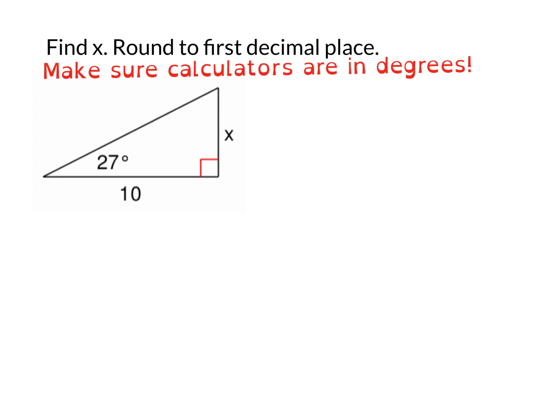Okay. So it says find x and round it to the first decimal place. So remember, we're doing SOHCAHTOA. And we have our reference angle here, the 27 degrees. Then I need to see the side I'm looking for is across from it, so it's opposite. And then this 10 is right next to it, and it's not the hypotenuse, so it's got to be the adjacent. So after I've labeled it, I notice I have an opposite that I'm looking for, and I have the adjacent that I actually know the side of.